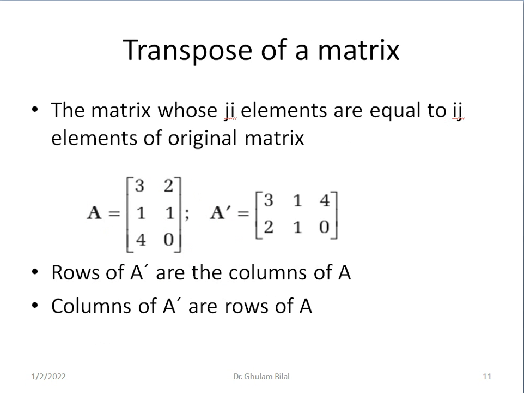Transpose of a matrix. A transpose matrix is a matrix whose ji elements are equal to ij elements of the original matrix. So we have A matrix here with 2 columns and 3 rows, and we have A prime which has 3 columns and 2 rows. So rows of A prime are the columns of A, and columns of A prime are rows of A.